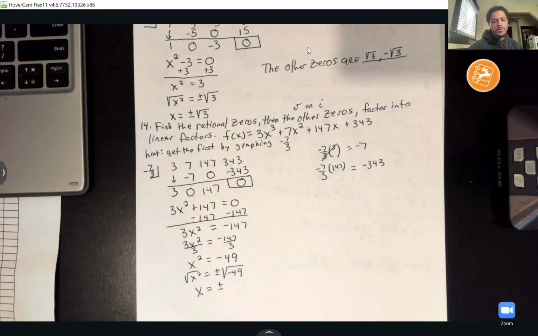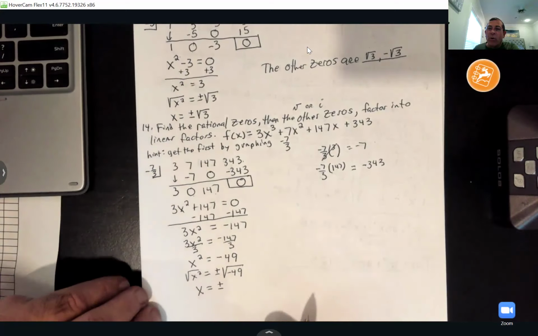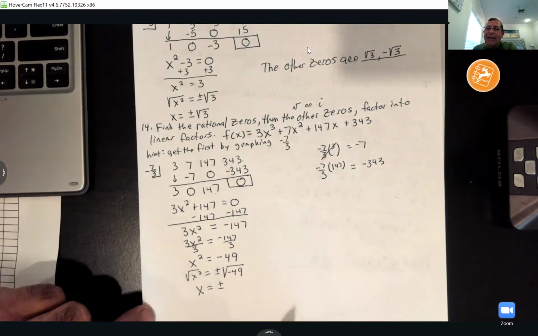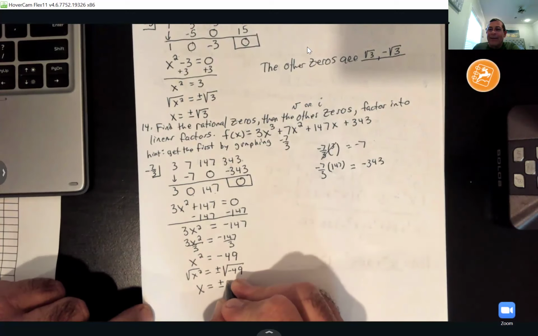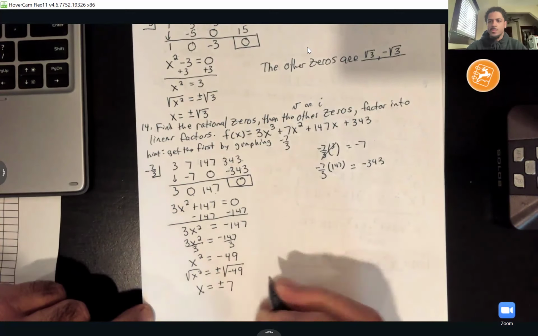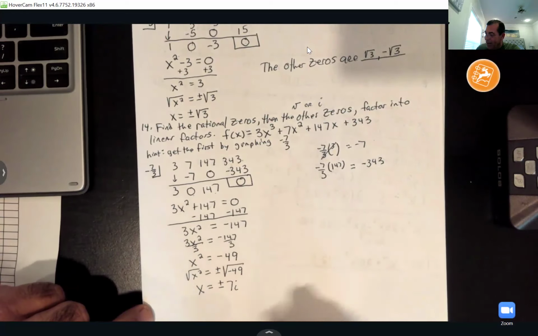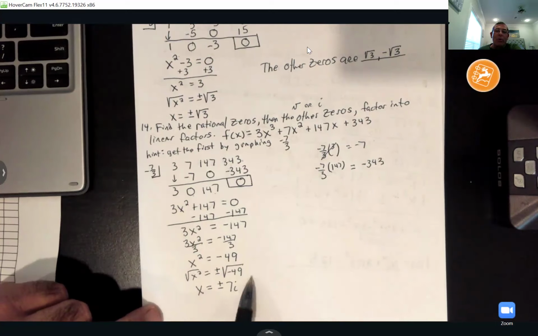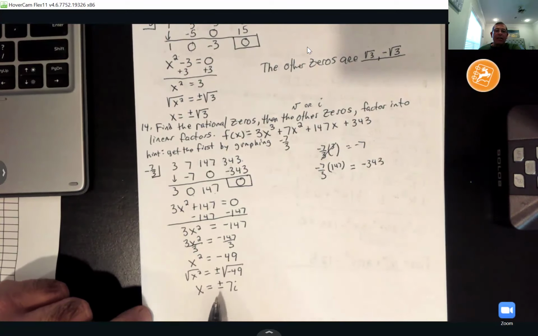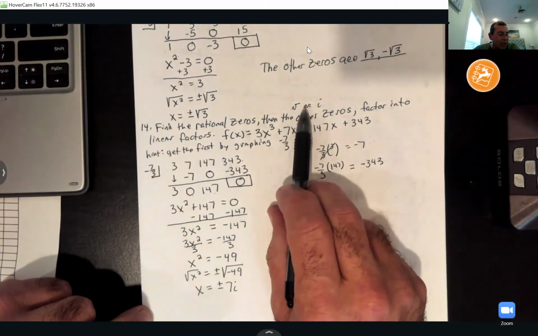Not imaginary. Oh, it's going to be imaginary. So what's the square root of 49? 7. Uh-huh. And then since it's imaginary, you're going to put an i behind it. So good job, Faith, because remember, square roots of negative numbers will give me imaginary answers. So these are the other zeros.